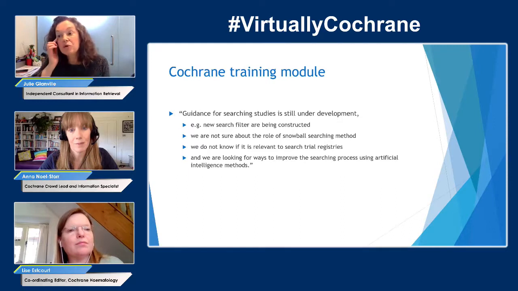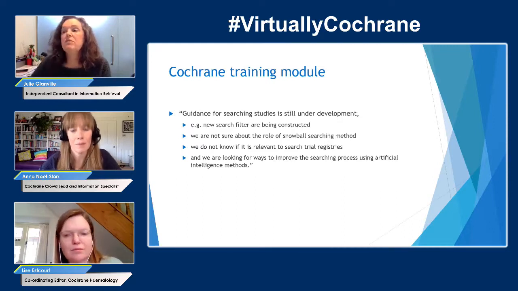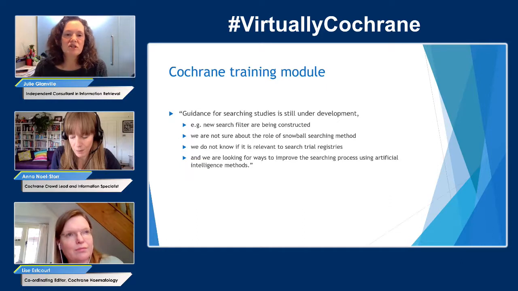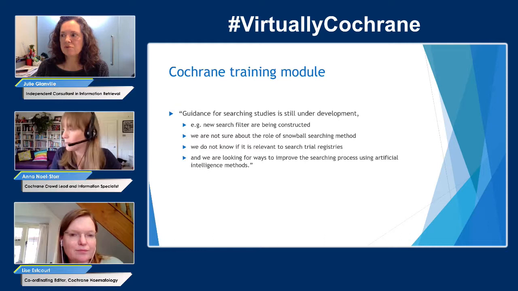The Cochrane training model is really useful in telling us what we don't know. Prognosis reviews are, as we've heard, new territory. And in terms of knowing what the best research evidence is for searching efficiently, there isn't a lot of information. There hasn't been a lot of research done so far. So guidance for searching studies for Cochrane is underway. A new search filter is being constructed, and there are questions about what are the most useful ways to search for these types of reviews.